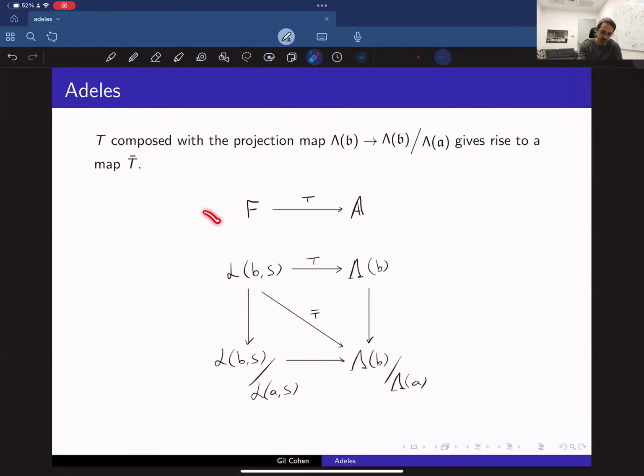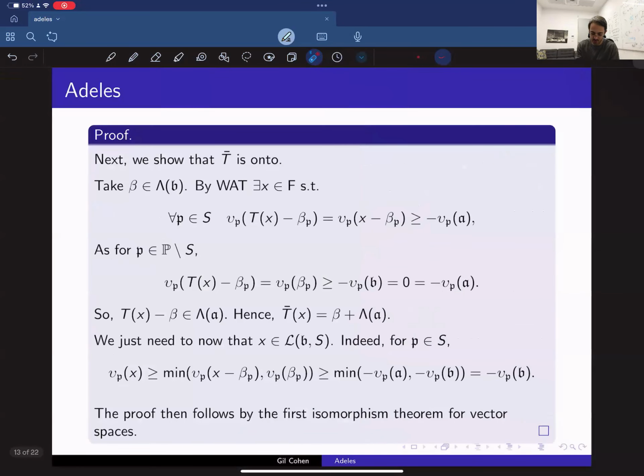However, so far we only know that X is in F. We don't yet know that X is in this truncated Riemann-Roch space. So we still have to do a little bit of work. We need to prove that X is in LBS. And indeed, we just go place by place. For every P in S, we have that VP of X is at least the minimum between VP of X minus beta at location P and VP of beta at location P, the usual add and subtract trick, using the triangle inequality. Now this expression is at least minus VP of A.